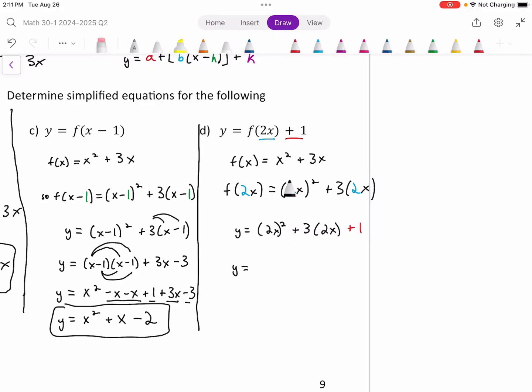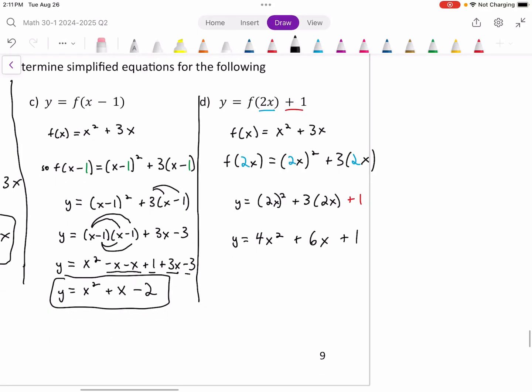Okay, so now let's just simplify a bit. 2x squared, remember, all of this is being squared. X was being squared, so now 2x is being squared. Not just 2, not just x, but 2x. So that's 2x times itself. 2x times 2x would give us 4x squared. Plus 3 times 2x is 6x plus 1. And there we go. I actually think we don't even have like terms to combine.